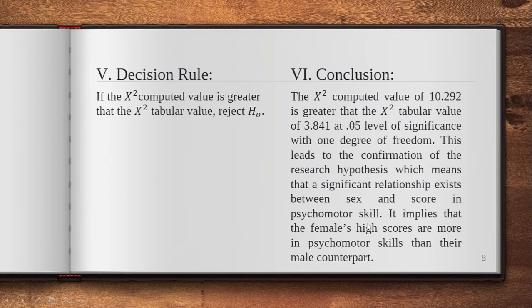This leads to the confirmation of the research hypothesis, which means that a significant relationship exists between sex and scores and psychomotor skill. It implies that the females' high scores are more in psychomotor skills than their male counterpart. So ito po yung stepwise method on how to compute the chi-square test of independence. So, doon po nagtatapos ang explanation about the chi-square test of independence.